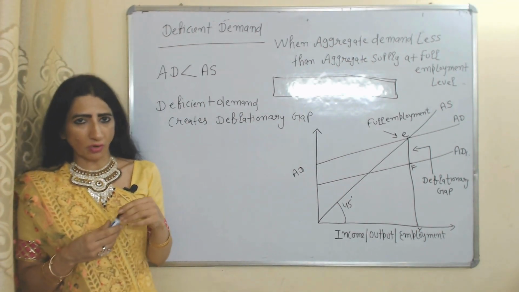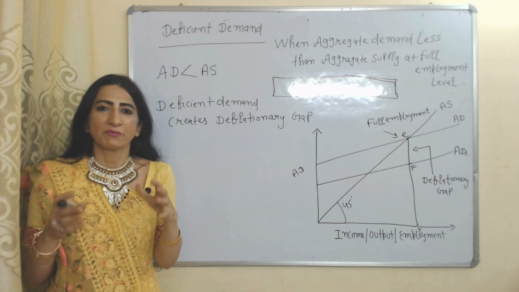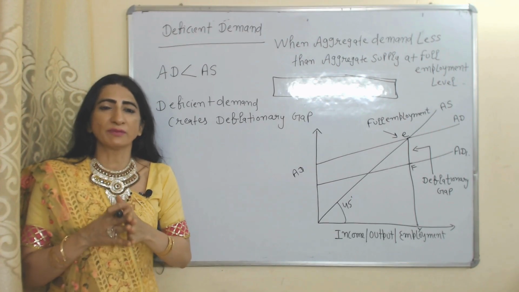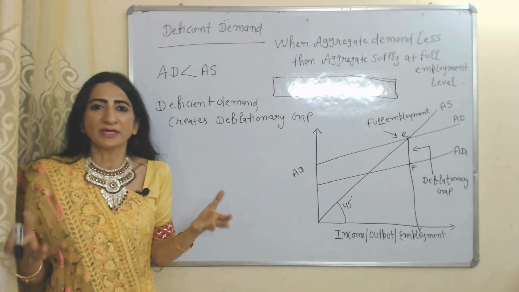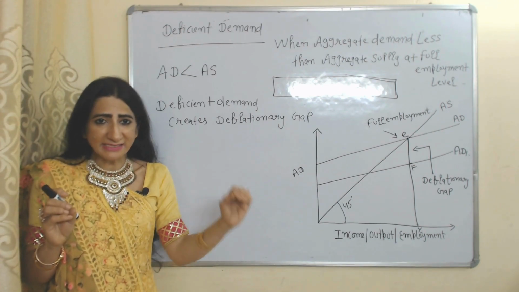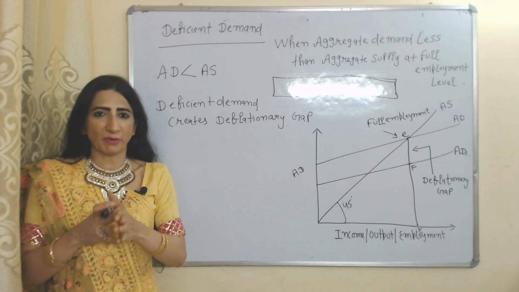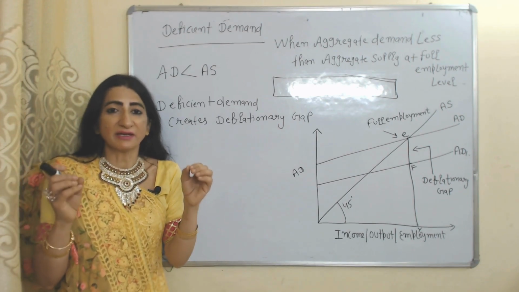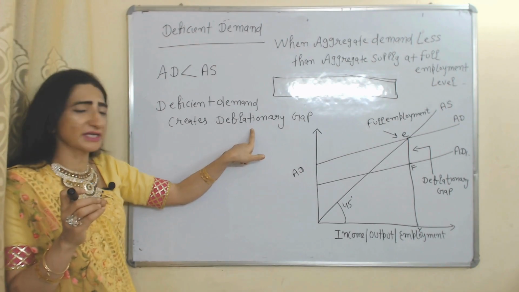Now we are going to talk about deficient demand. When aggregate demand is less than aggregate supply at a full employment level, it will be called deficient demand. And deficient demand creates deflationary gap.